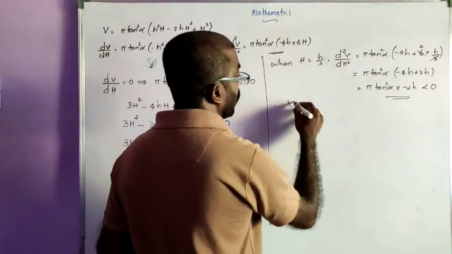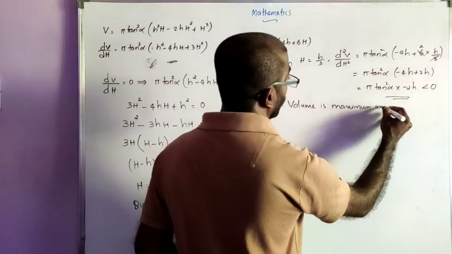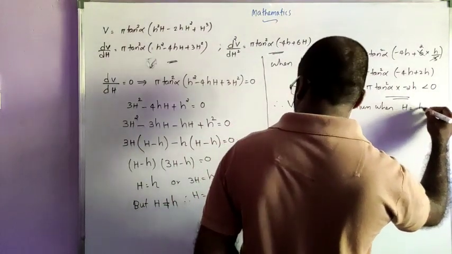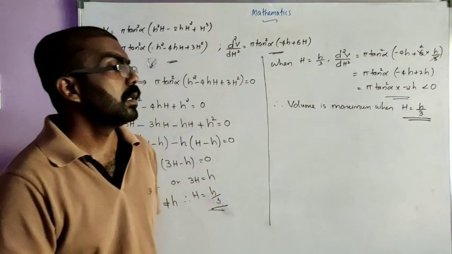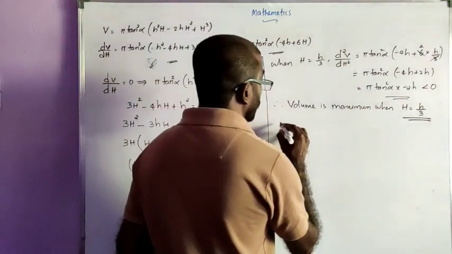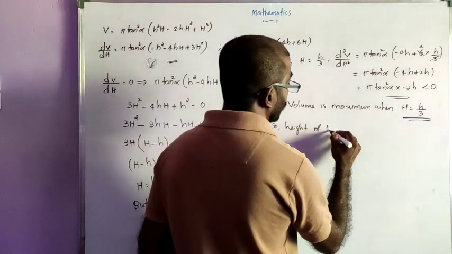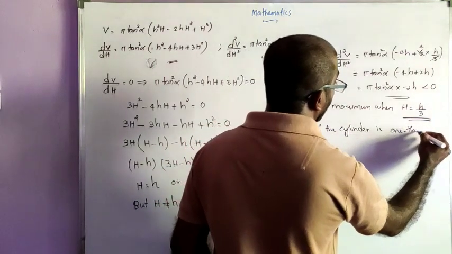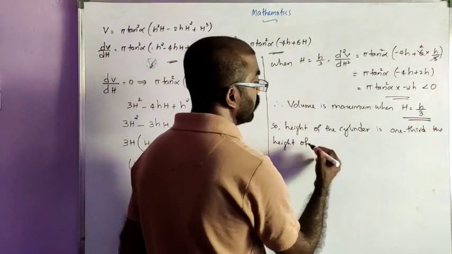Therefore, what we can conclude? Therefore, volume is maximum when capital H is equal to h by 3. That means the height of the cylinder is 1 by 3 of the height of the cone. Okay, this is the first part. So, height of the cylinder is 1/3 the height of the cone.